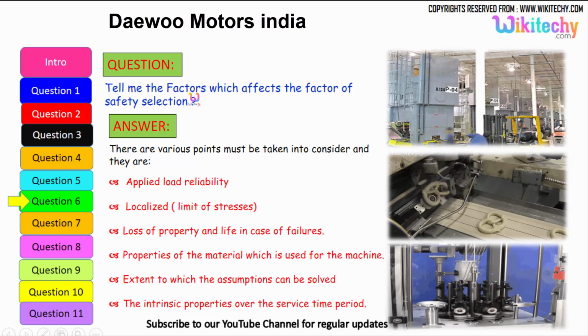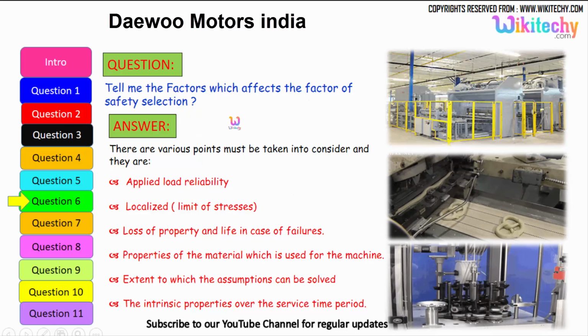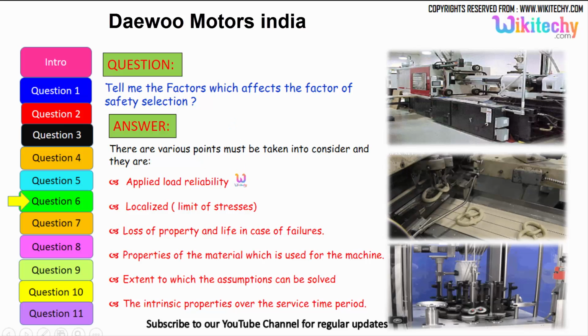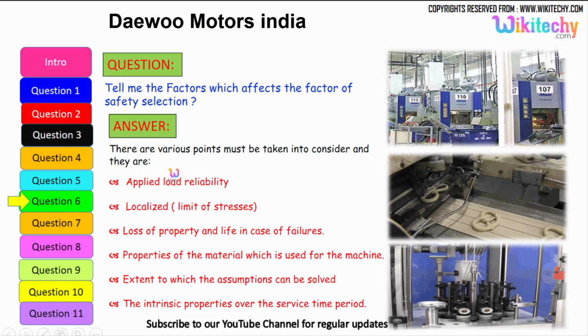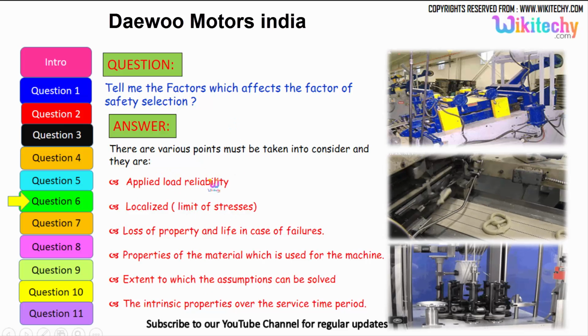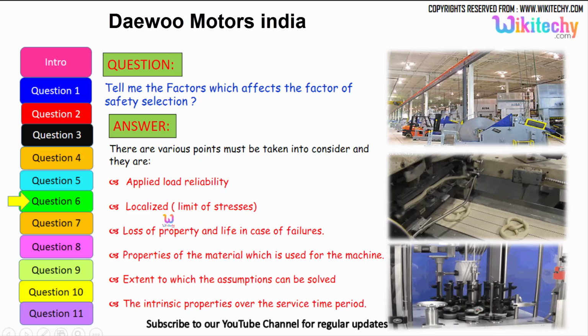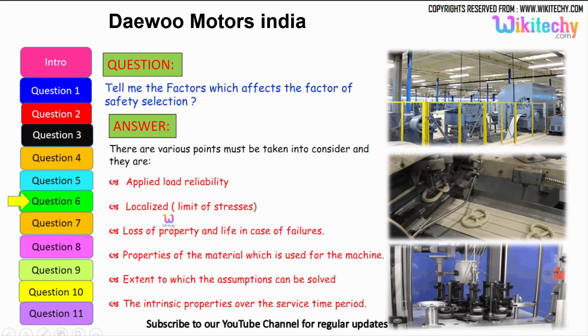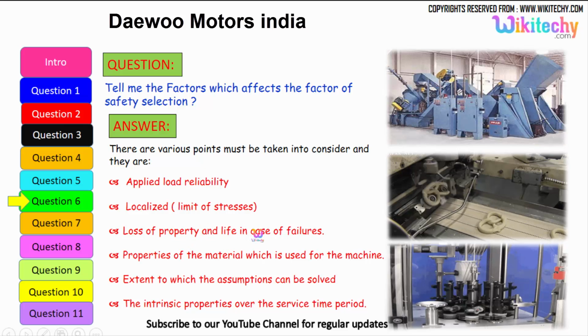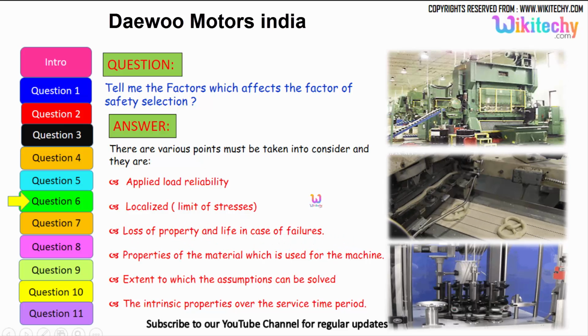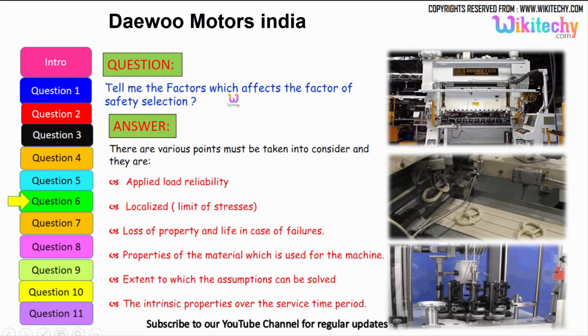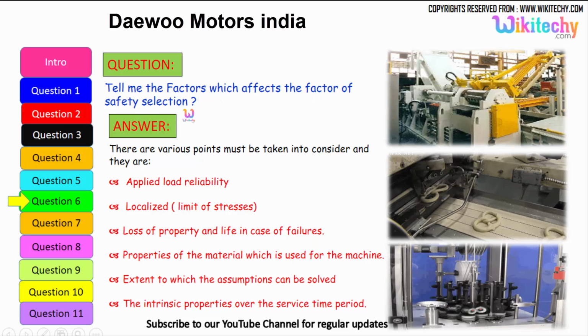Now let's see the factors which affect the factor of safety selection. Here are some of the factors: applied load, reliability, limit of stresses that's localized, loss of property and life in case of failures. This is a very important factor you should understand on safety selection.